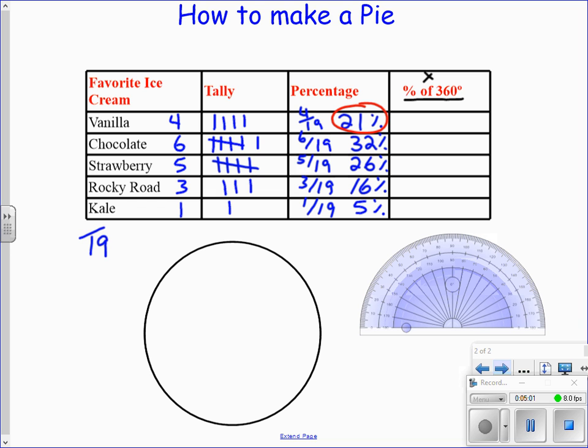That is 75.6 degrees. So I'm going to just round that off to 76 degrees. So 76 degrees of the circle is going to be representing the vanilla. Again, if you're not sure how to do that, that's 0.21 times 360. All right, I'm going to calculate the next percent for chocolate, which would be 0.32 times 360 is 115 degrees.